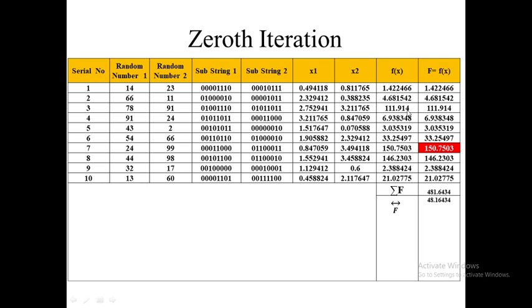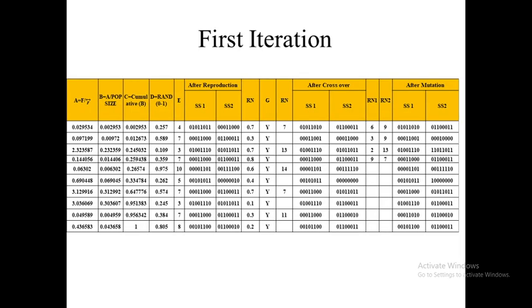Here I compare all 10 populations to see which one is maximum. According to the zeroth iteration, I got the maximum fitness function of 150.7503.